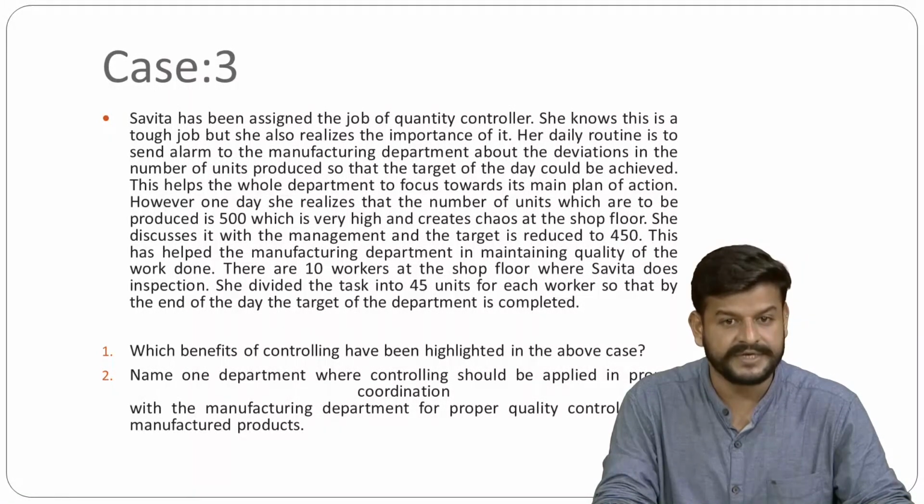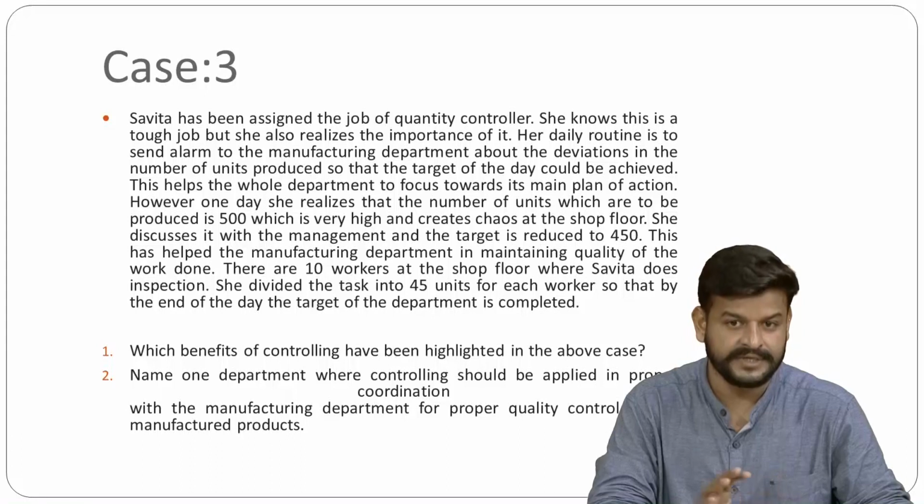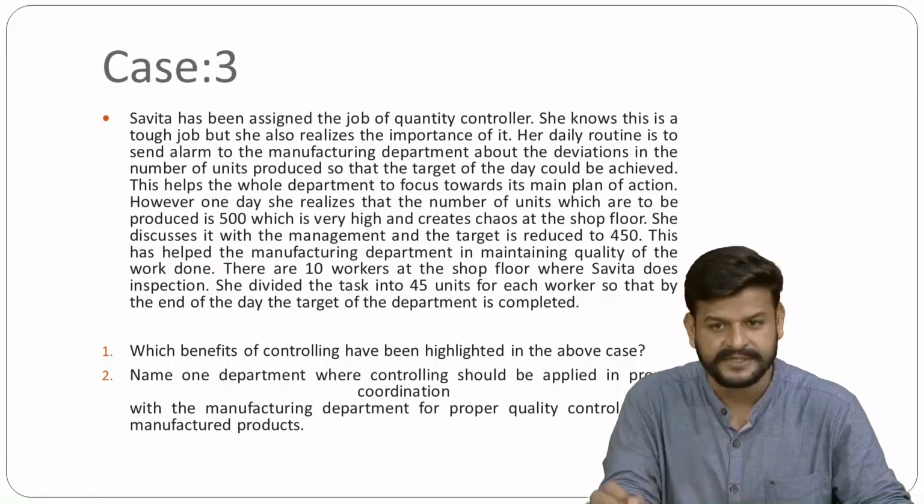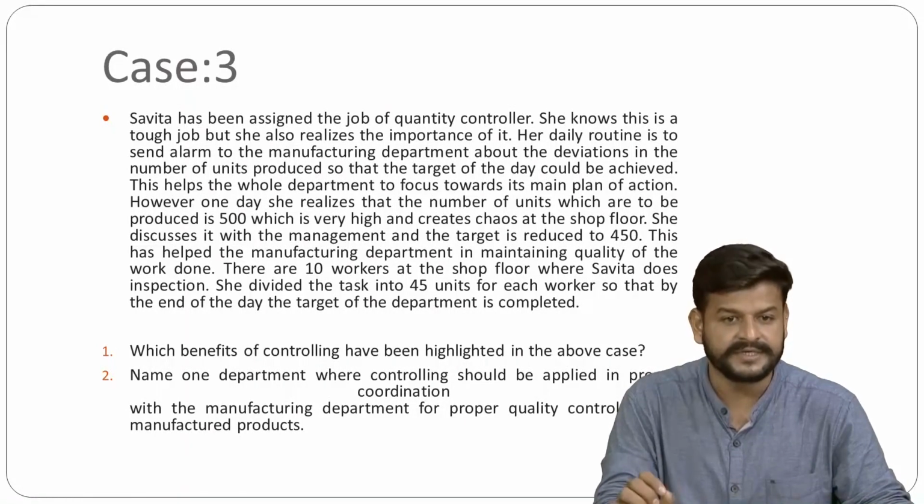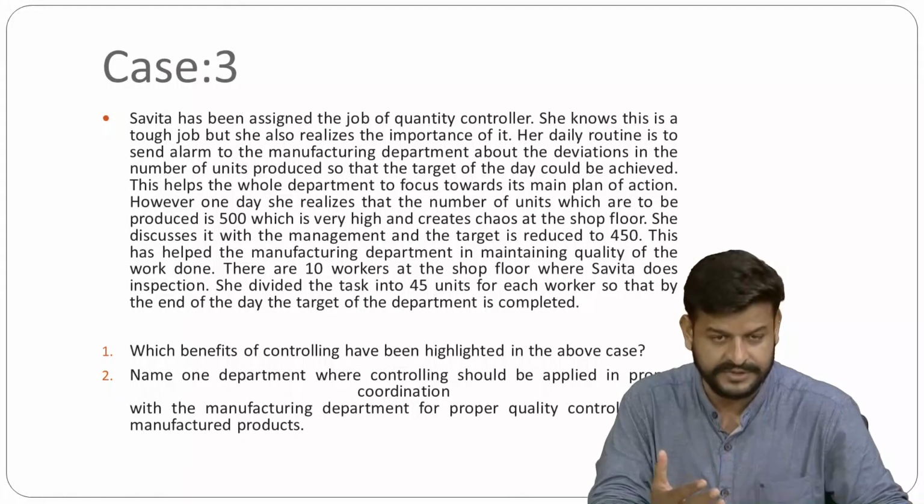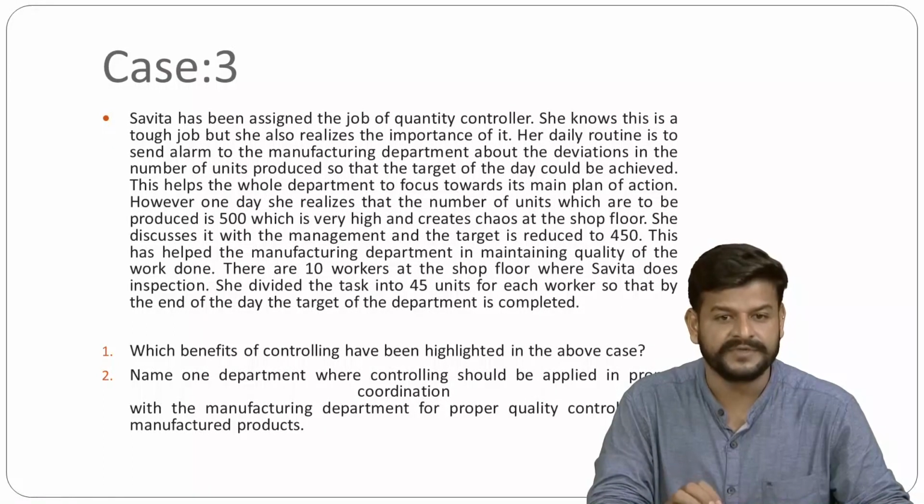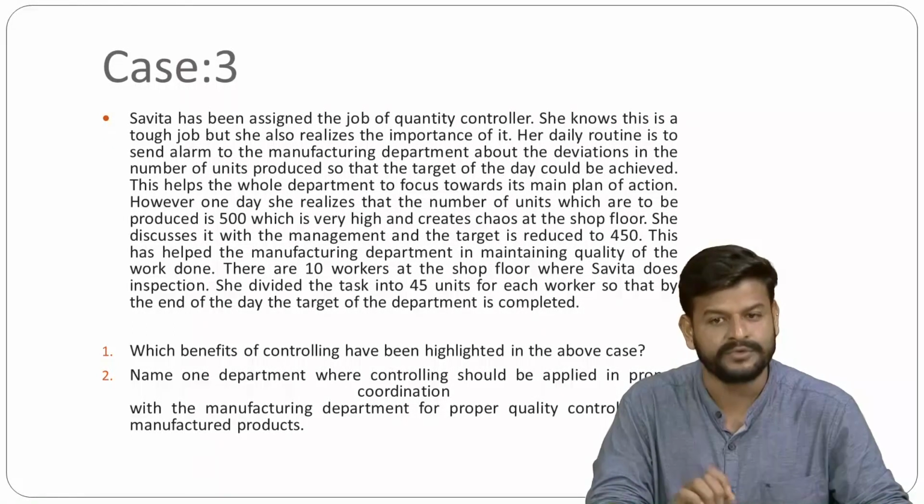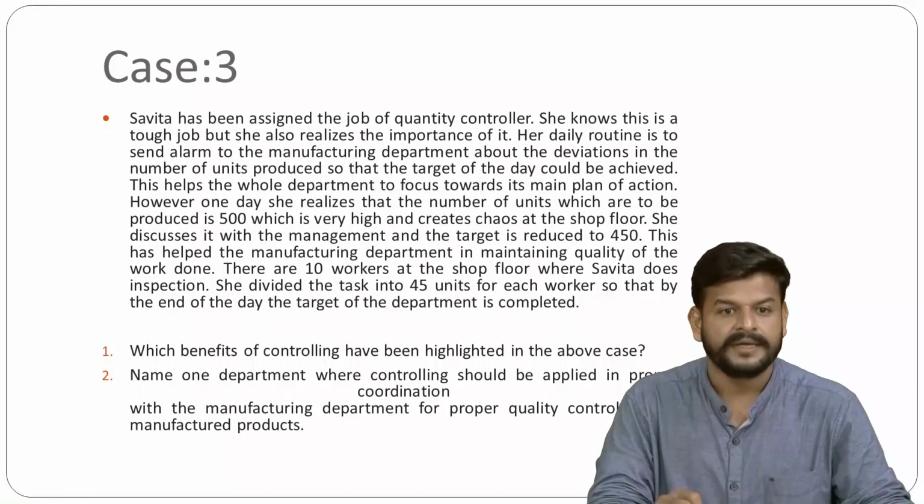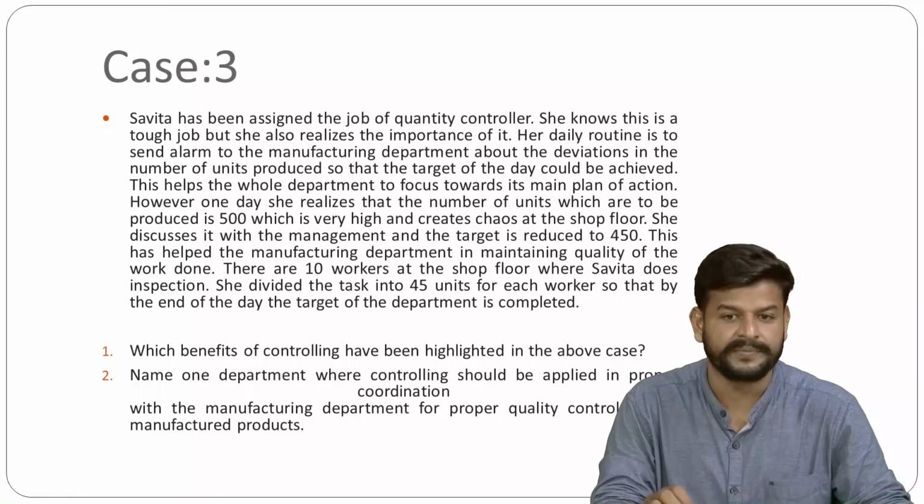However, one day she realized that the number of units which are to be produced is 500. In the earlier case we saw that 20 was a deviation, meaning the production was lesser. Now the situation is totally different. Now she finds that the number is high, like anything. She discusses it with the management and the target is reduced to 450. This has helped the manufacturing department in maintaining the quality of the work done.